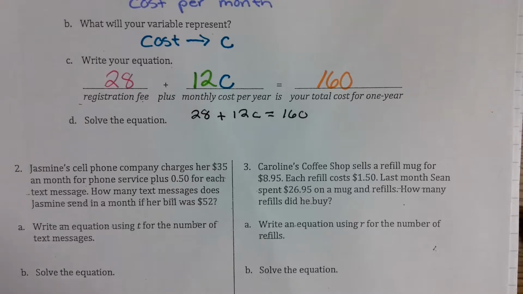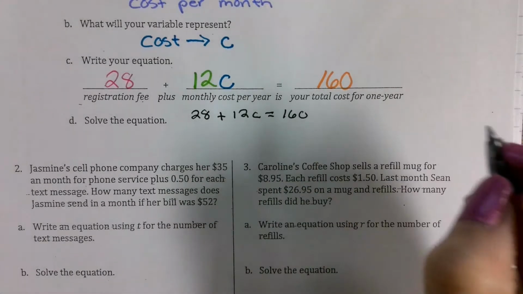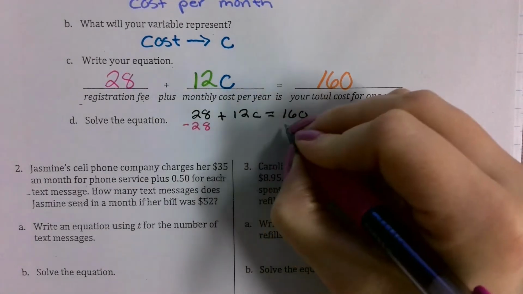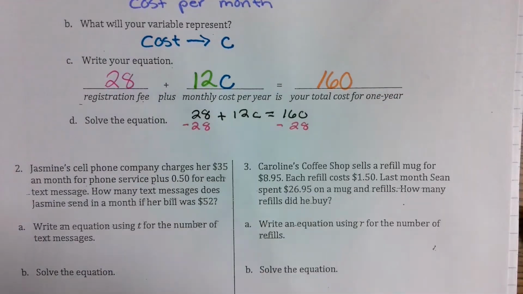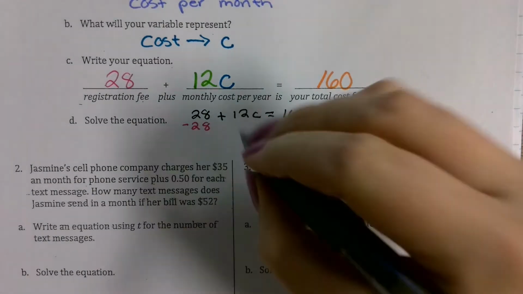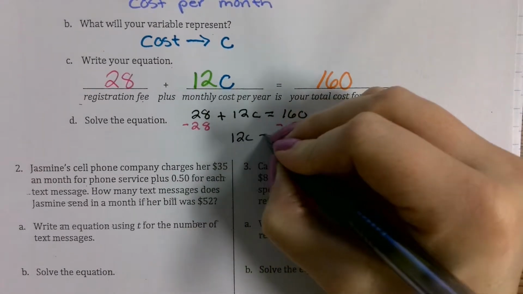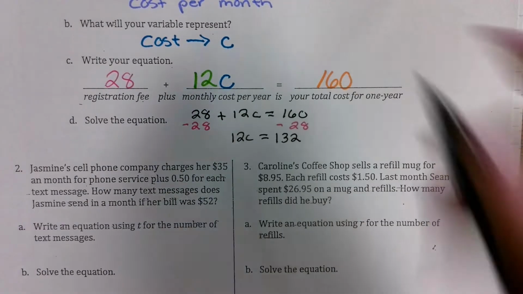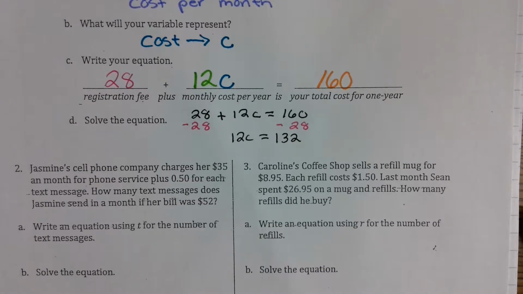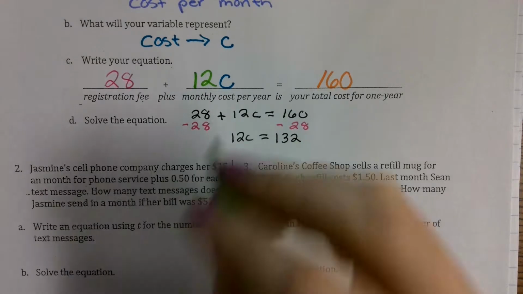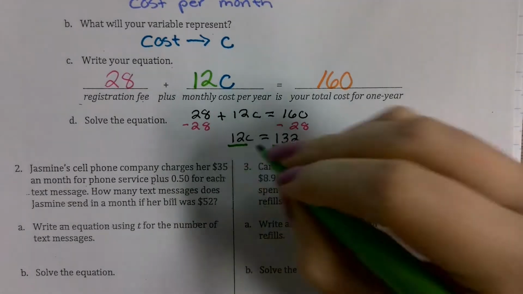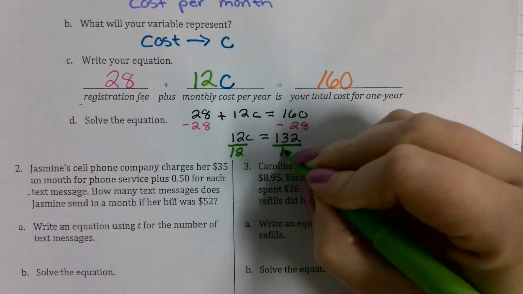EJ. And what am I subtracting from both sides? 28. I need to subtract the 28 from both sides. That now leaves me with 12C equaling 132. What's the next inverse operation? Julian? Division. So we're going to divide both sides by what? 12. Divide both sides by 12.